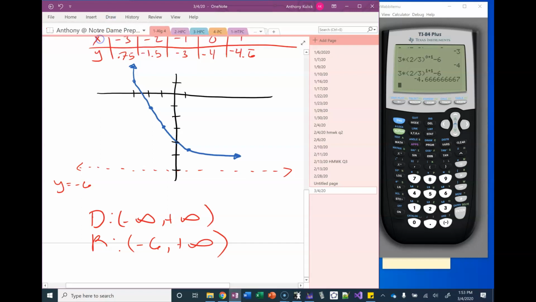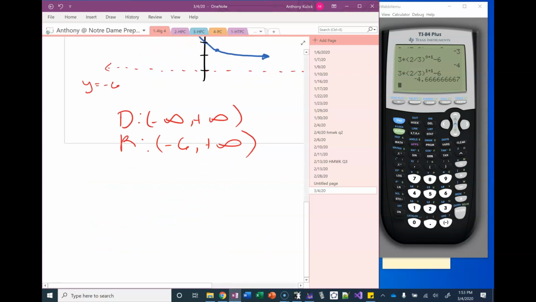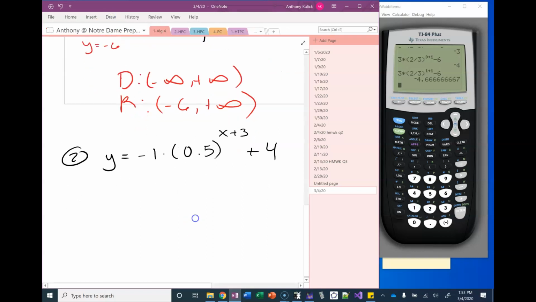Let's do one more. So someone have another one that they want to look at? We'll do one more of these before we move on. Dan? Number 2. Great. Can you read me the equation? So it's y equals Fantastic. Thank you. All right.